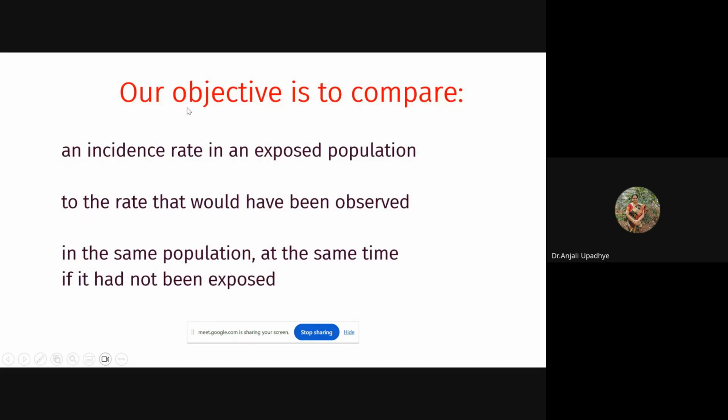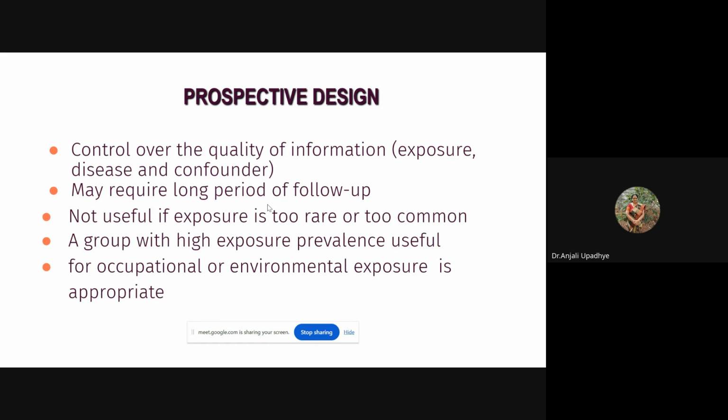So our objective is to compare the incidence rate in the exposed population with the rate that would have been observed in the same population, in the same period, if not exposed. The same population, same times, those are all the matching variables. The prospective study design has control over the quality of the information. Exposure, disease, or confounders may be there. It needs a proper follow-up period. When the follow-up period is long, then we can come to the results of the cohort study.